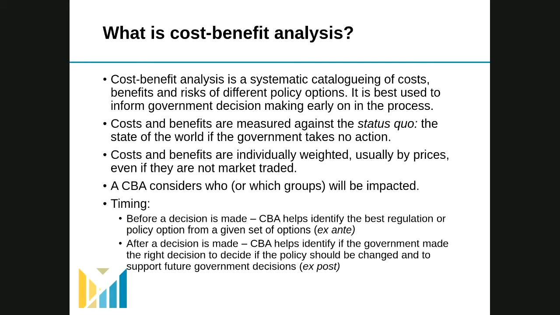A CBA can be used at different stages in the process. I think that it's best to use before a decision is made. Basically, the cost-benefit analysis helps identify the best regulation or policy option from a given set of options, and that given set of options should include that the government takes no action. And then after a decision is made, cost-benefit analysis helps the government determine if it made the right decision. This will help guide future policy decisions and help the government understand if a policy should be changed or not.